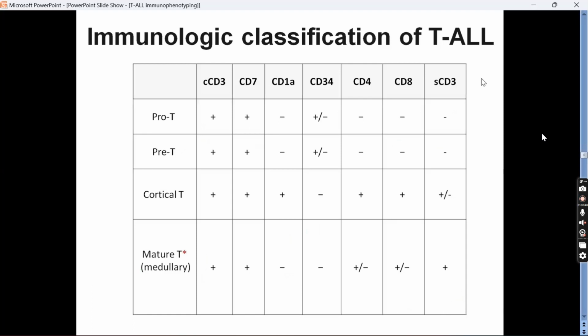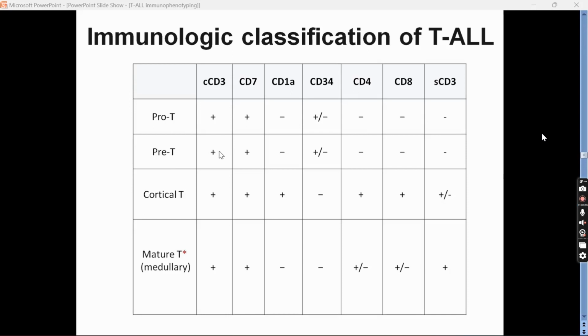Now this is the classification of TALL which I was showing you. Based on the markers, you can say. Pro-TALL is a very early ALL, where your cyto CD3 will be positive, CD7 will be positive, and CD34 can be positive, whereas 1A, 4, 8 and surface CD3 will be negative, because it's a very early T cell. It's a leukemia arising from very early T cell, so it can show cyto CD3 positivity, CD7 positivity and 34 positivity.